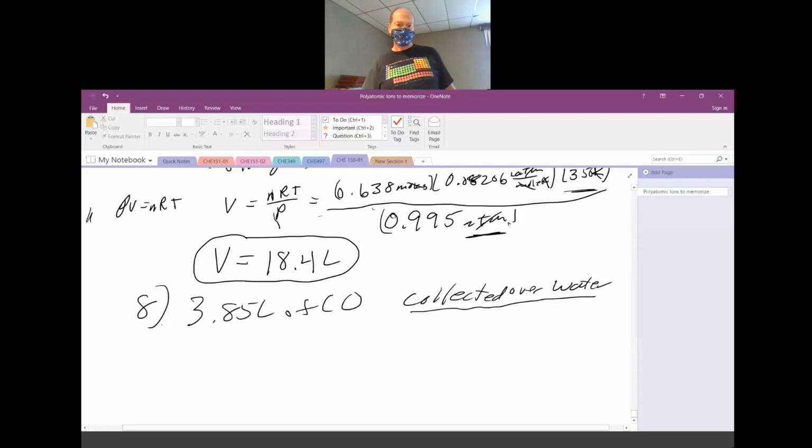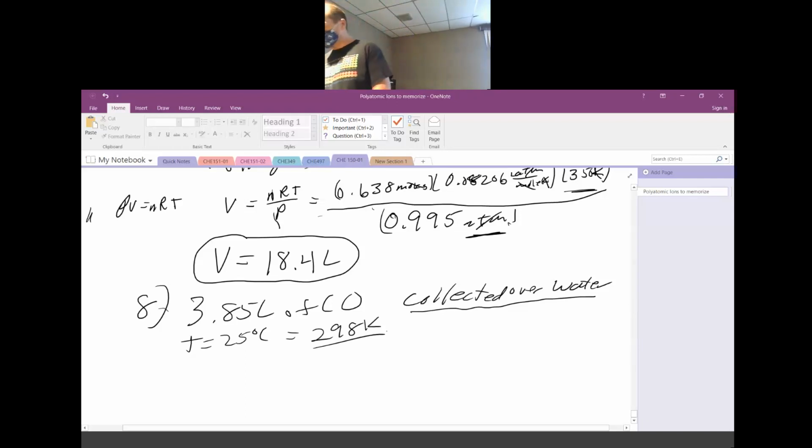So we have a temperature, 25 degrees Celsius, which would be converted quickly to 298 Kelvin, the temperature we want, not in Celsius. 689 millimeters of mercury. So we have a pressure given. 689 millimeters of mercury is our pressure.